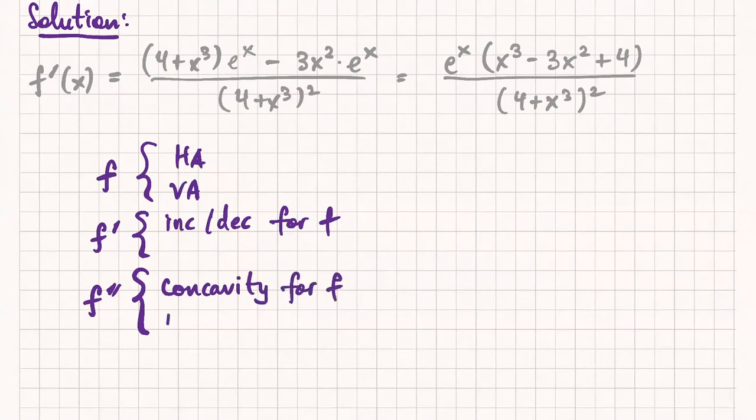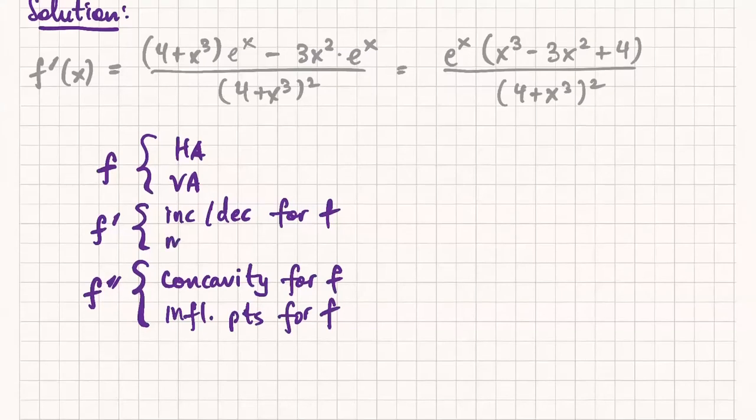And inflection points. Good. We're missing one thing here. No one has said it yet. F prime gives min and max. Good. Actually, I'll clarify that it gives local mins and maxes, right? Local min and max for F.